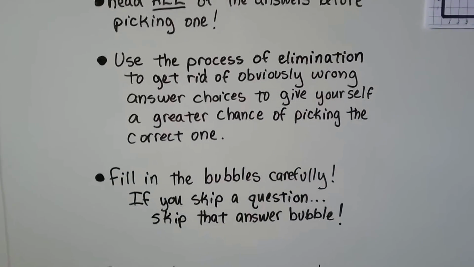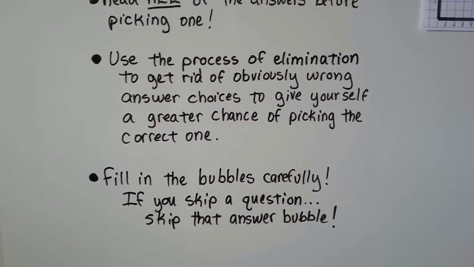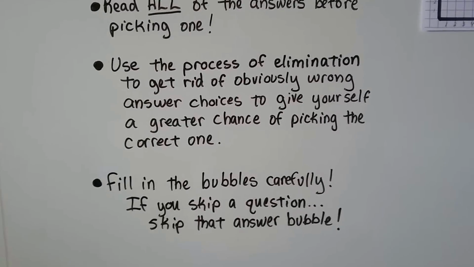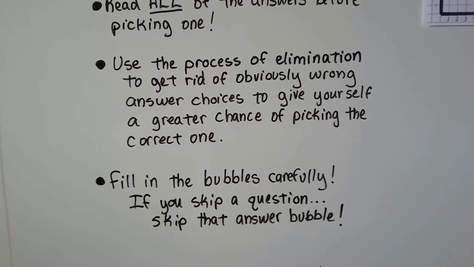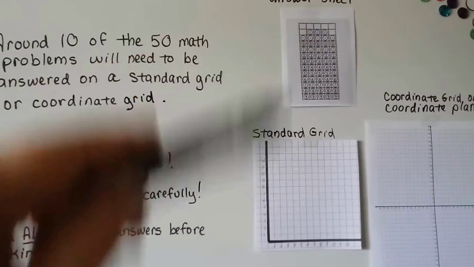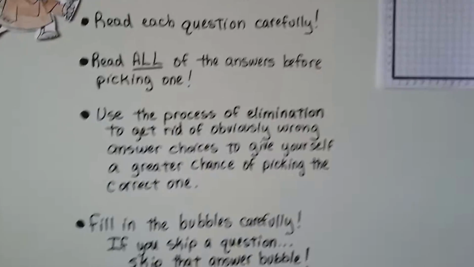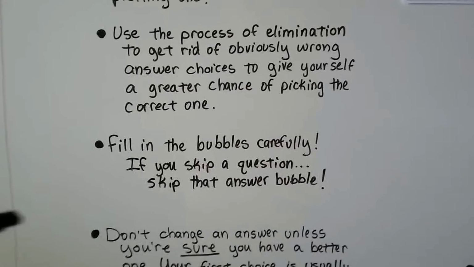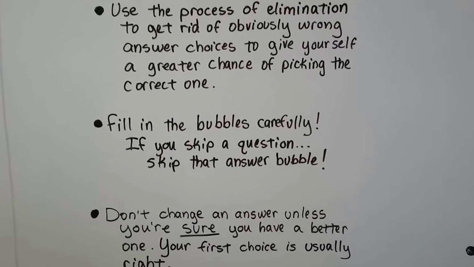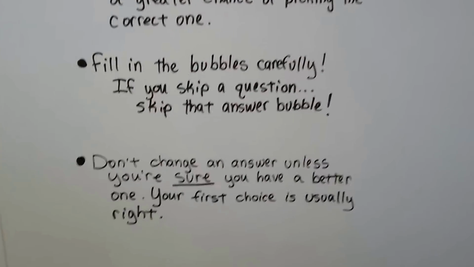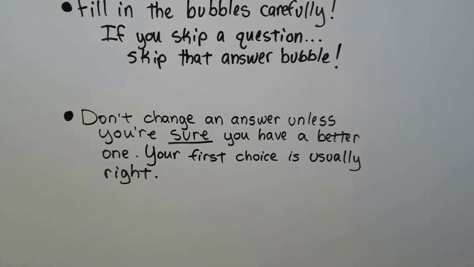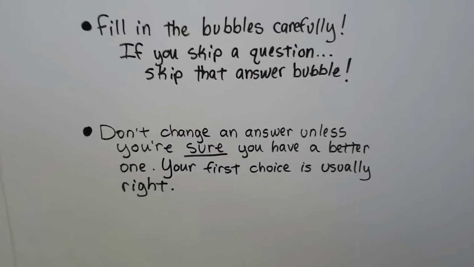Fill in the bubbles carefully. If you skip a question, skip that answer bubble. You can write along the edge of your scratch paper, skipped 13, skipped 18, skipped 25, so that you know to skip those on the answer sheet and to go back to them, and you know which ones you've missed, okay? If you don't skip the bubble on the answer sheet, every single answer will be wrong because they'll be moved by one, right? And don't change your answers unless you're sure you have a better one, because usually your first choice is the right one. It's your gut feeling, okay?